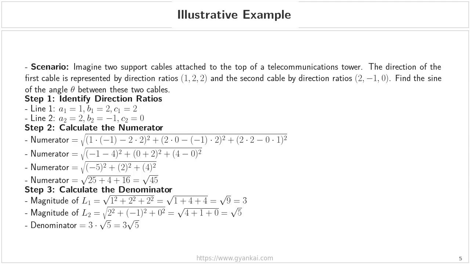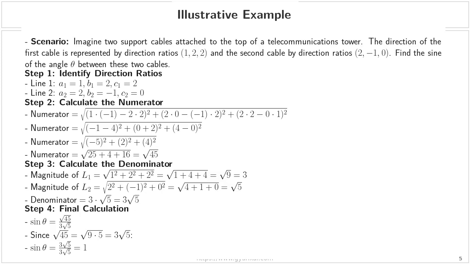Step 3. Next, we calculate the denominator by finding the magnitudes of both lines. For the first line, the square root of 1 squared plus 2 squared plus 2 squared simplifies to the square root of 9, which is exactly 3. For the second line, the square root of 2 squared plus -1 squared plus 0 squared simplifies to the square root of 5. Multiplying these two magnitudes together, our denominator becomes 3 times the square root of 5.